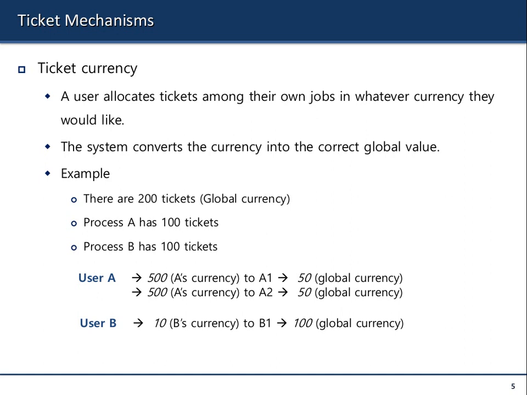Something like that. So if there are 200 tickets in the global currency, process A has 100 tickets, process B has 100 tickets. And user A has, for example, 500 in pesos. So this is the peso currency, and it will be converted into the dollar currency. So you get the idea of this mechanism. Okay, so it's the ticket. The user prices it, and their base currency is the ticket.